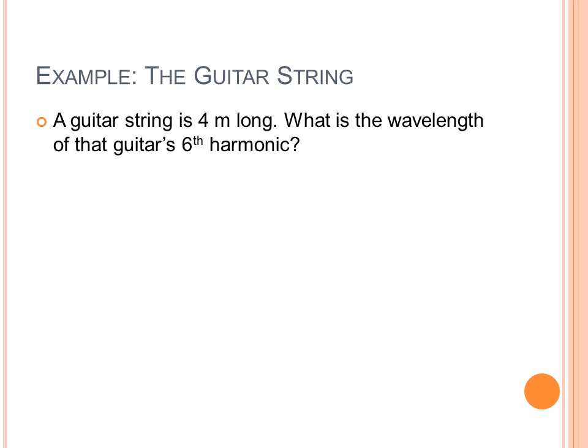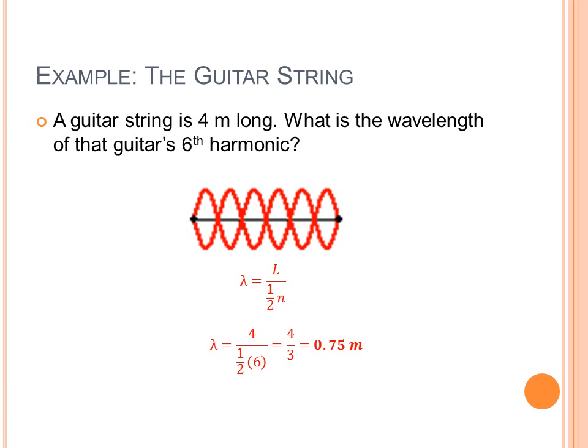That was a lot of theory. Let's apply it practically. We have a guitar string, it's 4 meters long. We want to know what the wavelength of that guitar's 6th harmonic is. In other words, you put a lot of energy into that guitar string and it starts oscillating. What we're going to do is first draw a picture. That picture has 7 nodes, because it's the 6th harmonic: n plus 1 nodes is 7.